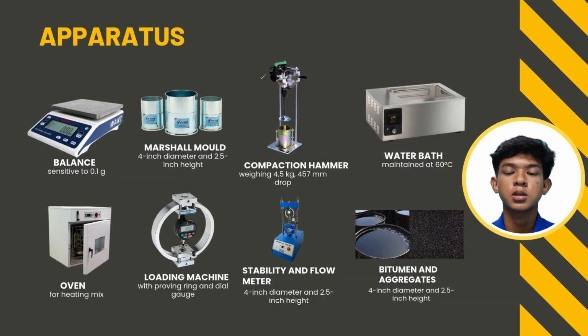Tools used in the Marshall stability test are, first, balance, sensitivity to 0.5 gram. Next, Marshall mold, 4 inch diameter and 2.5 inch height. Next, compaction hammer, weighing 4.5 kg, 457 mm drop. Next, water bath, maintained at 60 degrees Celsius. Next is oven for heating mix. Next, loading machine with proving ring and dial gauge. Next is stability and flow meter. Flow meter is 4 inch diameter and 2.5 inch height. Last is bitumen and aggregate, 4 inch diameter and 2.5 inch height.